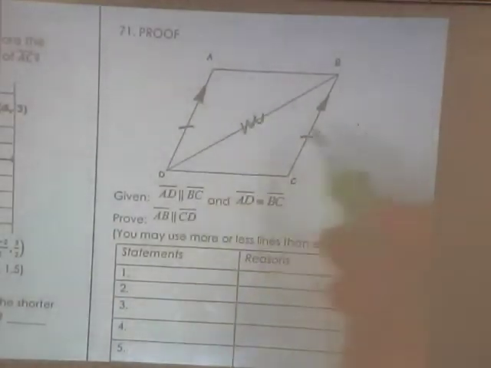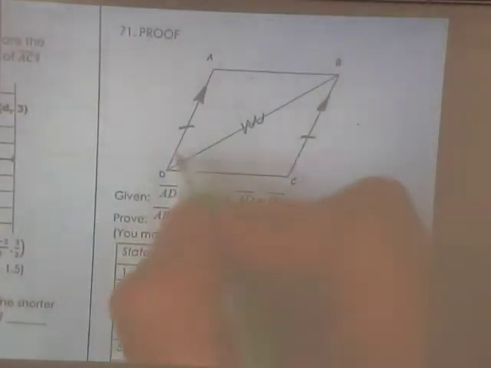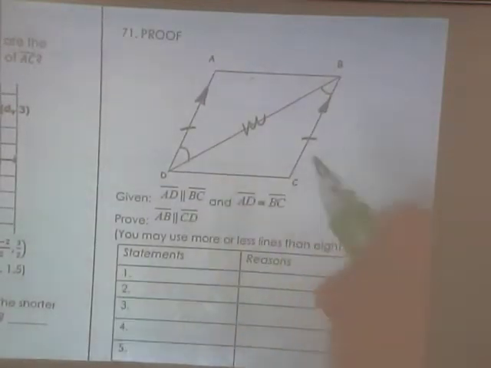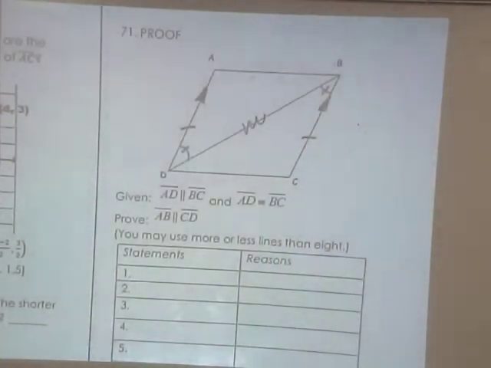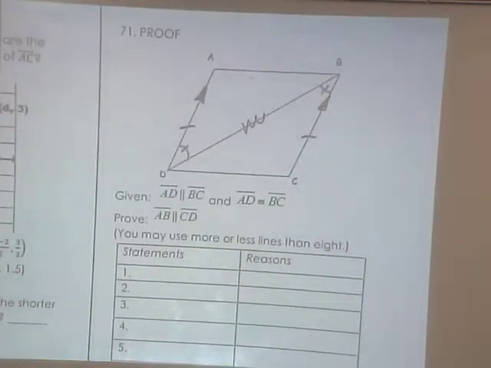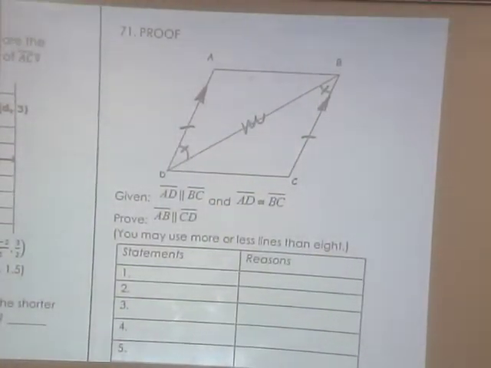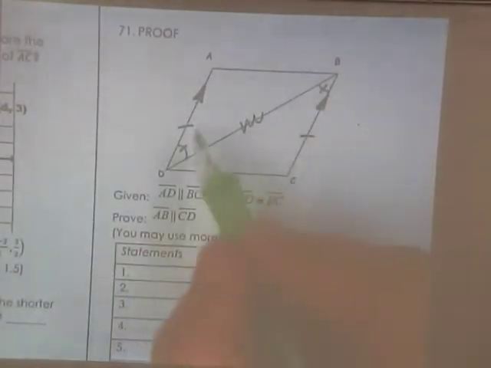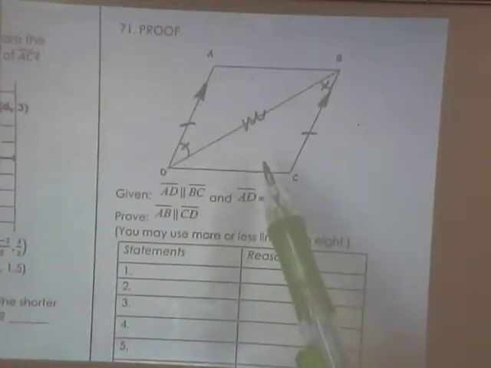So if there's my parallel lines, if I use this as a transversal, DB, what would that tell me about this angle and this angle? Alternate interior angles will be congruent, yeah? So do we have enough to prove the two triangles congruent? Yes, side angle side. I got this side, the angle, and this side. The angle's right in between the two sides, right? Same thing over here. So I can prove this triangle is congruent to this triangle by side angle side.